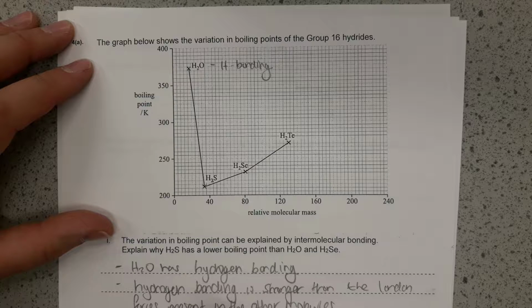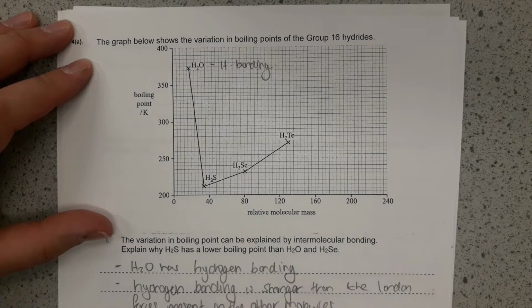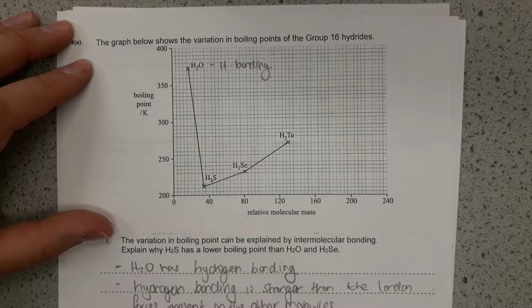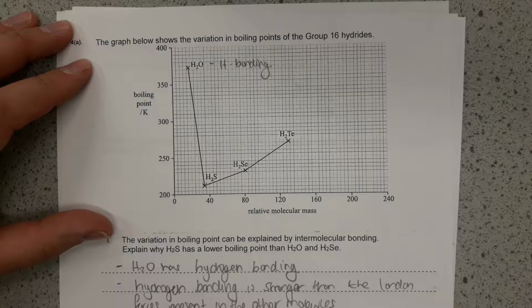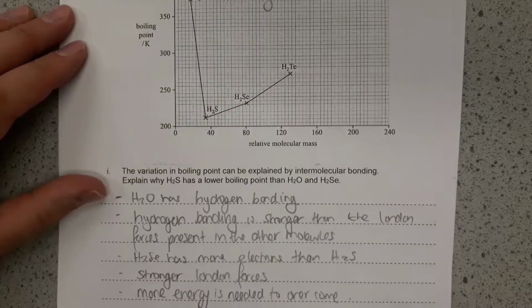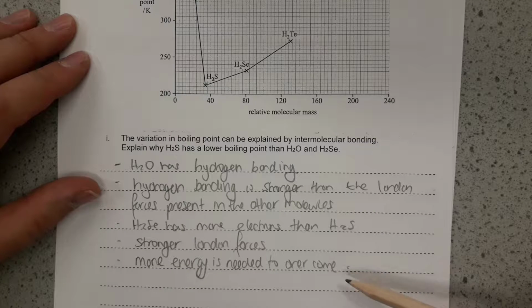So you can say that H2Se has more electrons than H2S. This means that the London forces will be stronger, and more energy is needed to overcome them. Again, as I mentioned before, in any answer where you're trying to explain trends and differences in boiling points, you must try and bring your answer back round to this idea of the amount of energy needed.